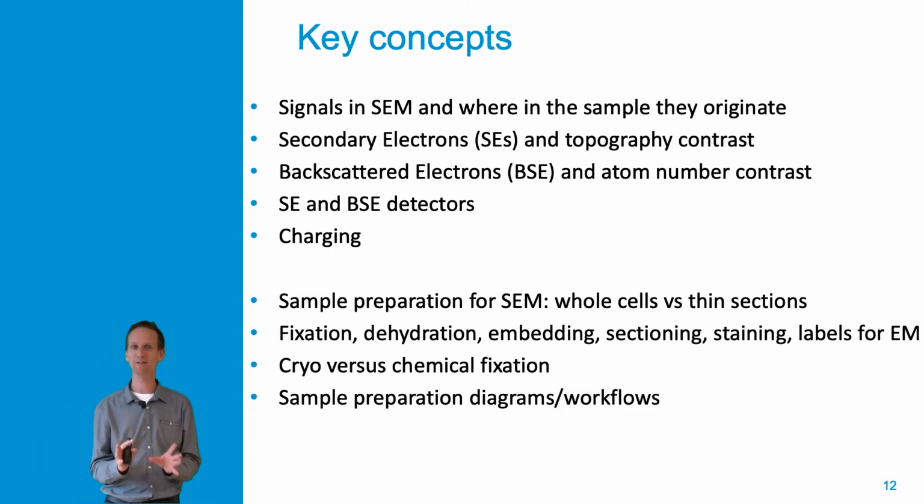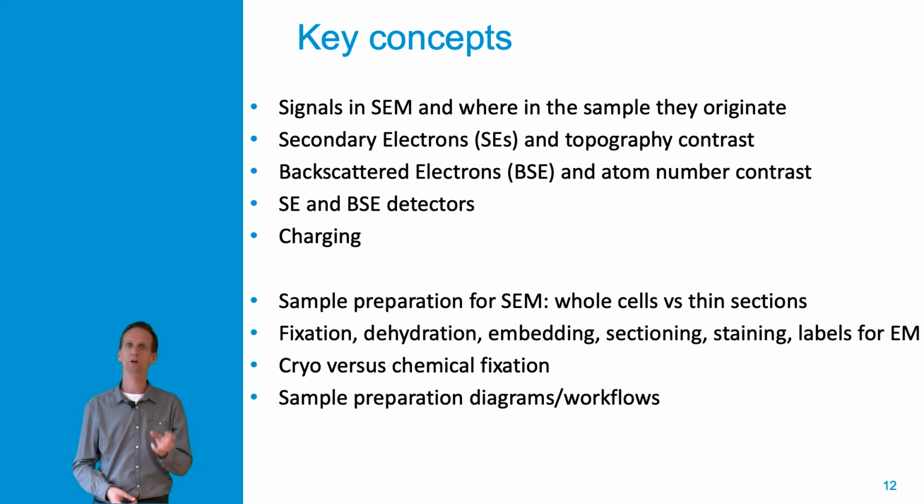So this brings me to the end of this video, but not before I have recapped the main concepts of this lecture. First, we started out by looking at the signals that we can detect in a scanning electron microscope, and you should be able to tell where in the sample these originate from. These are the secondary electrons, which mostly give topography contrast, and the backscatter electrons, which mostly give contrast based on atomic number, nucleus size. So you have to know the difference between secondary and backscatter electron detectors and how they operate. You have to understand how a sample can get charged and what the different regimes for charging are.